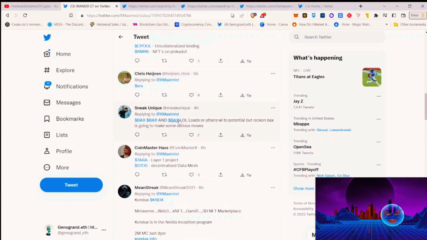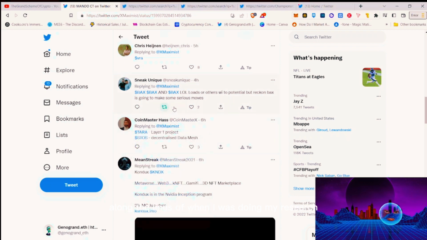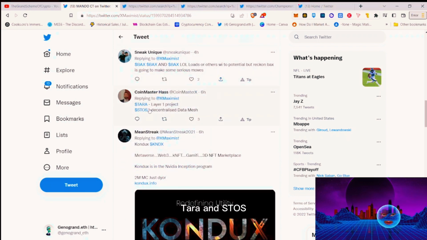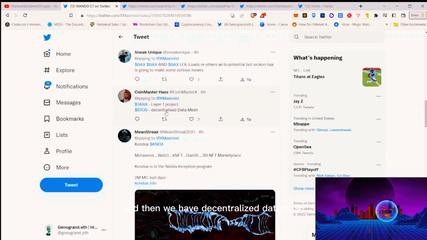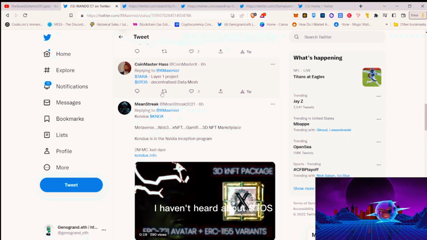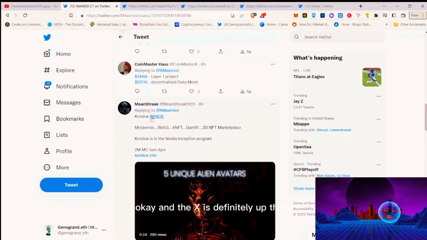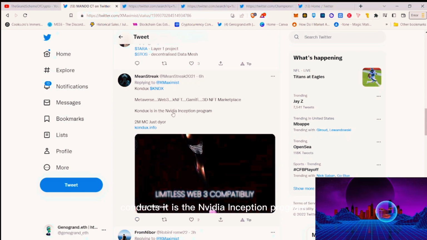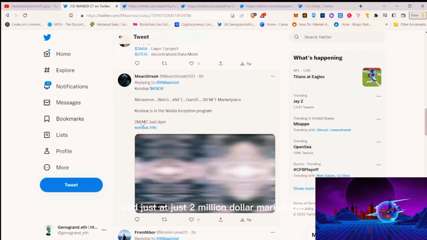BAX, I believe if he's talking about the BAX, I know this is a little bit of an older one, an OG one. Like I said, this is more along the lines of when I was doing my research, but it could be something new. Tara and STOS, so a layer one project, and then a decentralized data mesh. Tara I've heard about. I haven't heard about STOS. KNDX is definitely up there. Conducts. It is in the NVIDIA Inception program, and at just a $2 million market cap.